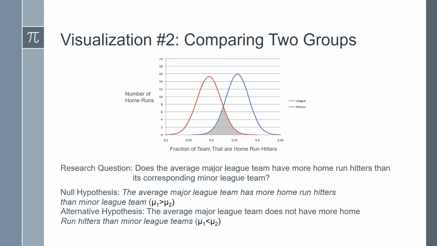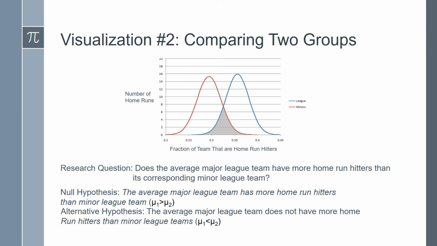The research question that we have is, does the average major league team have more home run hitters than its corresponding minor league team? The null hypothesis we're postulating is, the average major league team has more home run hitters than minor league teams. And that is shown by mean subscript 1 is greater than mean subscript 2.